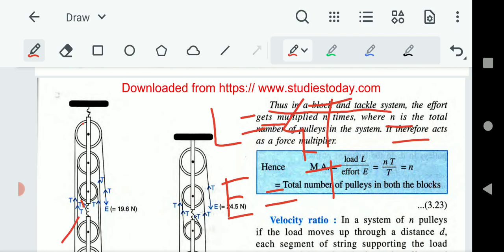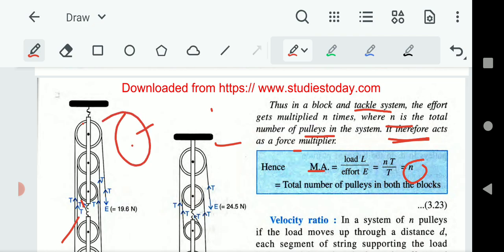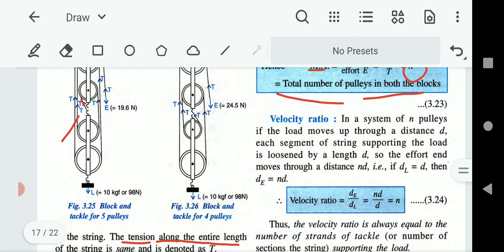So we can see that the number of pulleys is multiplying with the tensional force, and that is the thing written over here, where N is the total number of pulleys in the system. It therefore acts as a force multiplier. Hence mechanical advantage, load upon effort, NT by T equals N. That means if there are 5 pulleys, mechanical advantage will be 5. If there are 4 pulleys, mechanical advantage will be 4. That's why mechanical advantage depends on the number of pulleys in the block and tackle system, the total number of pulleys in both the blocks. Yes. Now velocity ratio.